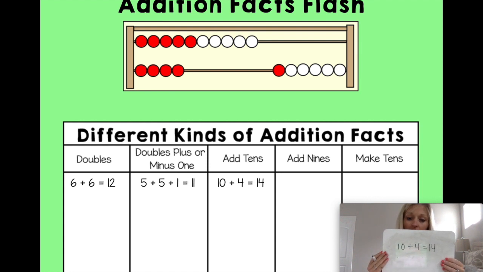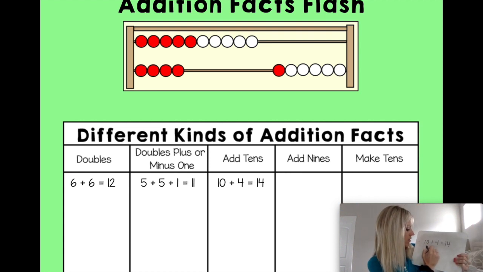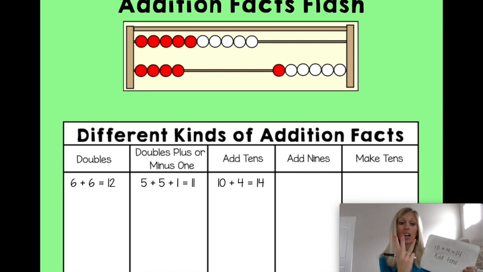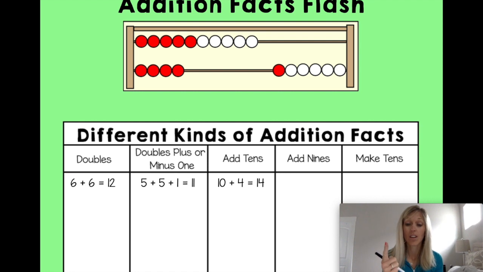Okay? So anytime we have a 10 and we add some more, it's going to be called add 10s. Okay, so far we've gone over 3 strategies. Doubles, plus or minus 1, depending on which one makes more sense, and then add 10s.